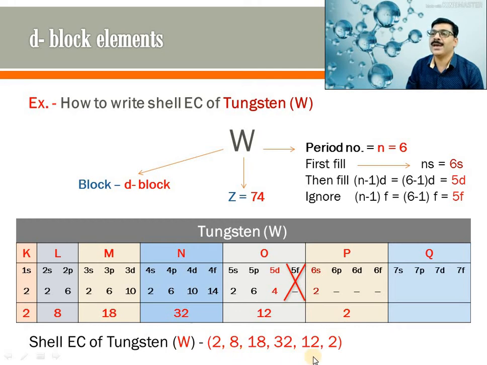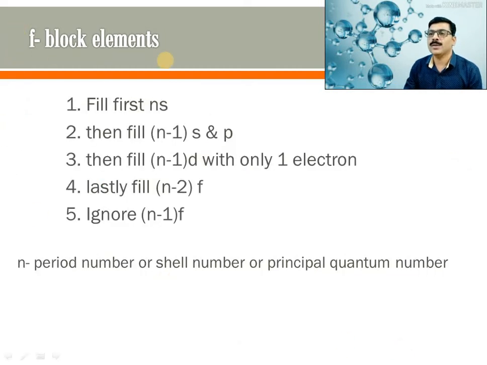And in this way you can easily write the shell electronic configuration of d block elements, but you have to remember here the 3 things. First thing is you have to fill up the ns orbital first, then fill up the n-1 d orbital and ignore the n-1 f orbital. And for an f block element, how to write the shell electronic configuration of an f block element?